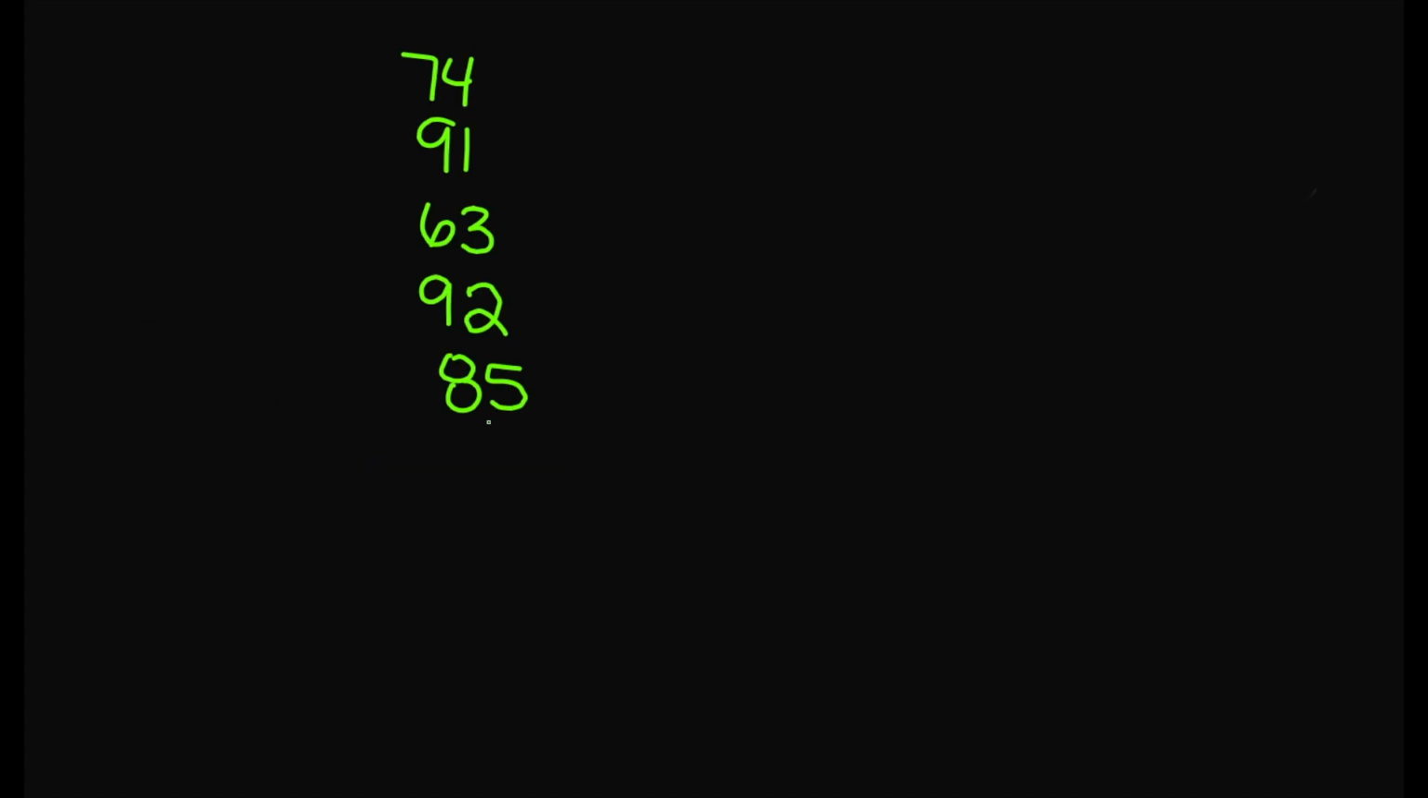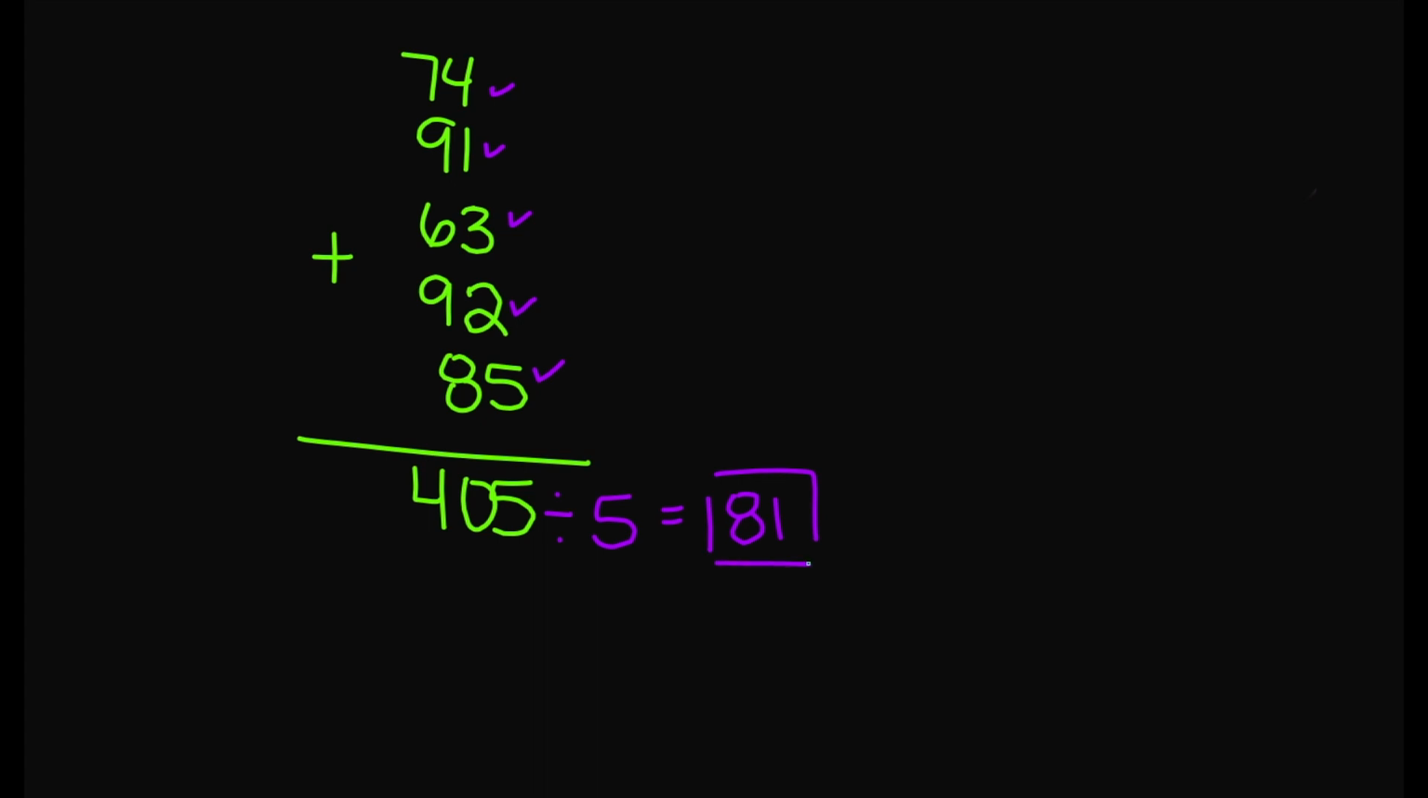Let's look at this data set here: 74, 91, 63, 92, and 85. And I need to find the average for these set of numbers here. I'm going to add all of these up. When you add all these up, you're going to get 405. And now we're going to divide by the number of items that we have. So we have 1, 2, 3, 4, 5. So I'm going to divide my sum here by the number 5. And 405 divided by 5, this is going to equal 81. So your average here is 81.